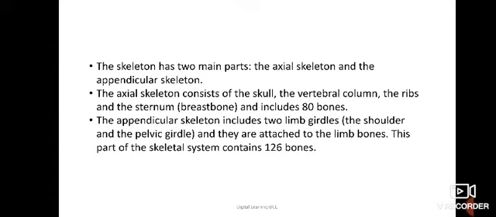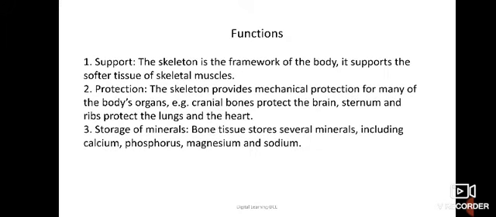The axial skeleton consists of the skull, the vertebral column, the ribs and the sternum, which is also called the breastbone, and includes 80 bones. The appendicular skeleton includes the two limbs, limb girdles, the shoulder and the pelvic girdle, and they are attached to the limb bones. This part of the skeletal system contains 126 bones. Now, we'll see what the functions of the skeletal system are.